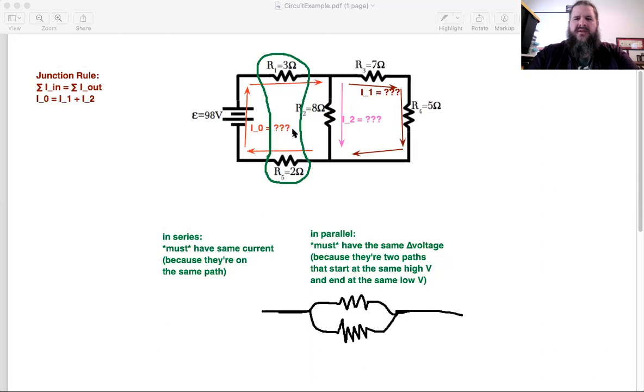And also thinking about this in terms of paths, if you imagine you're walking along the wire and cross over R5 and keep going, you have no choice but to cross over R1 also. R5 and R1 are on the same path, so they're in series.